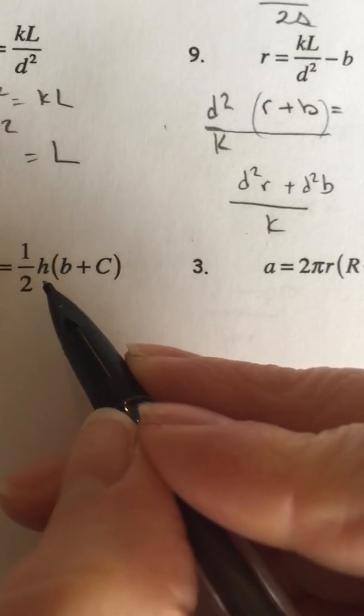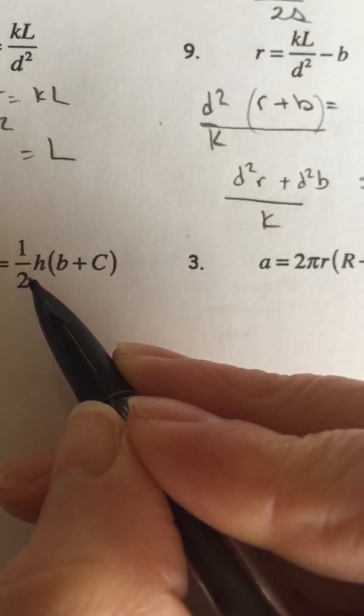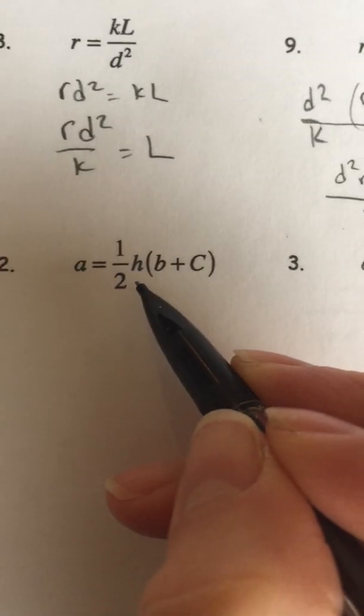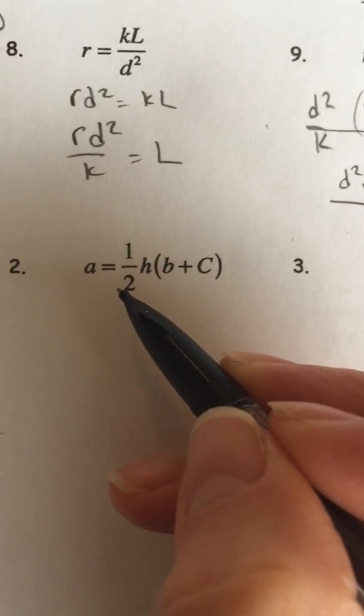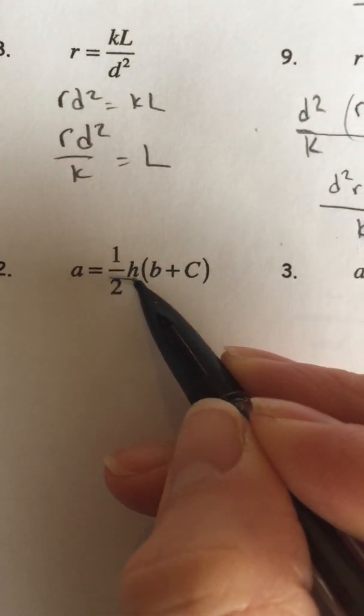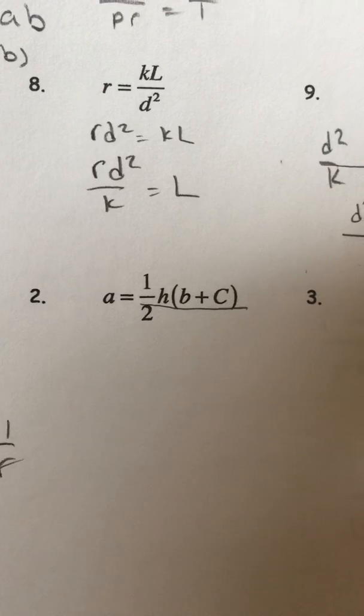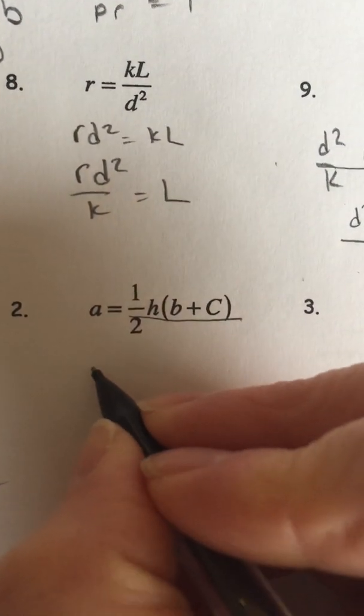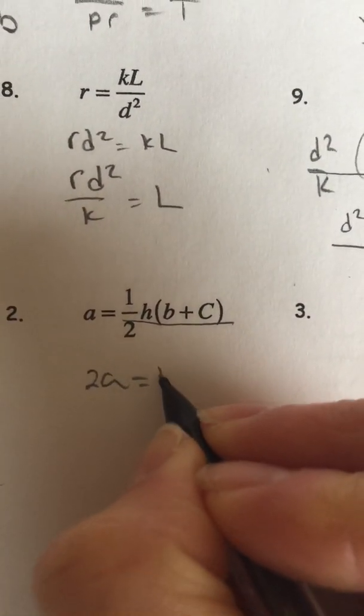Let's go back to number 2. Again, let's try this one a different way. We see that fraction. Let's say, hey, let's extend that bar. Let's clear fractions. Let's multiply everything by 2 so we don't have a fraction, because we know we're allowed to do that.